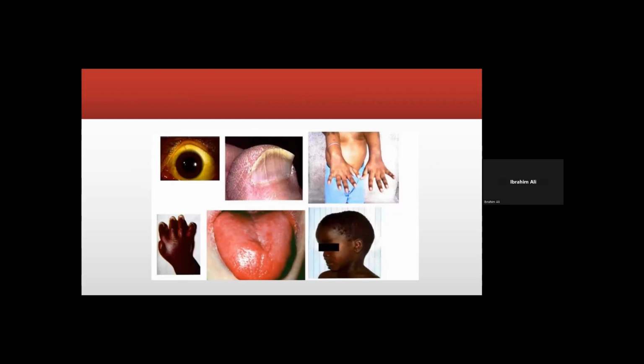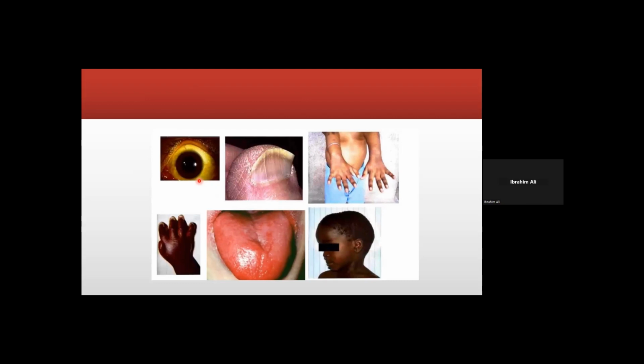Yeah, please make sure you look carefully. So the first one on the left, this one, what picture is this? What can you see on this picture? So the first one here, we can see the jaundice, and this is most common in hemolytic anemias.